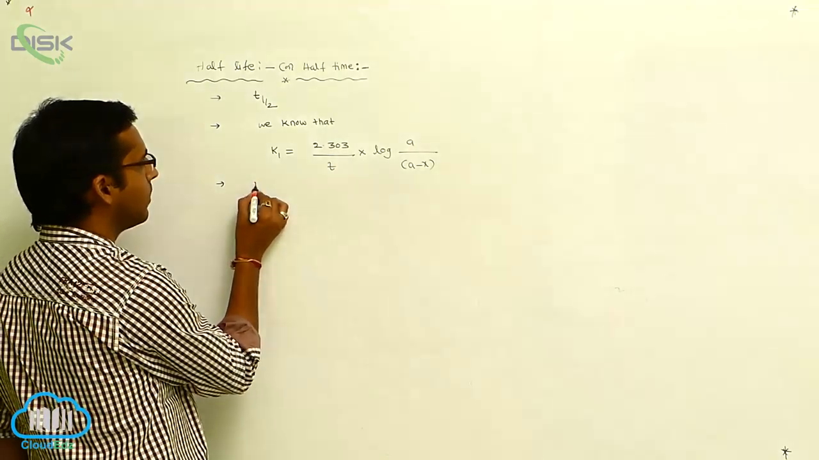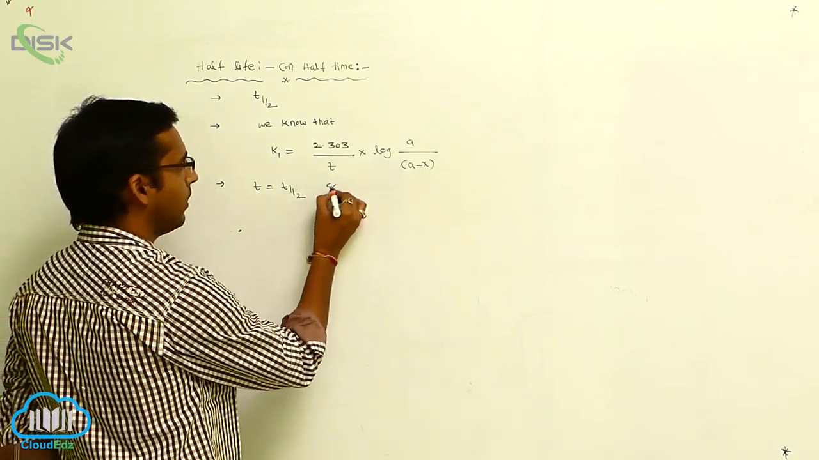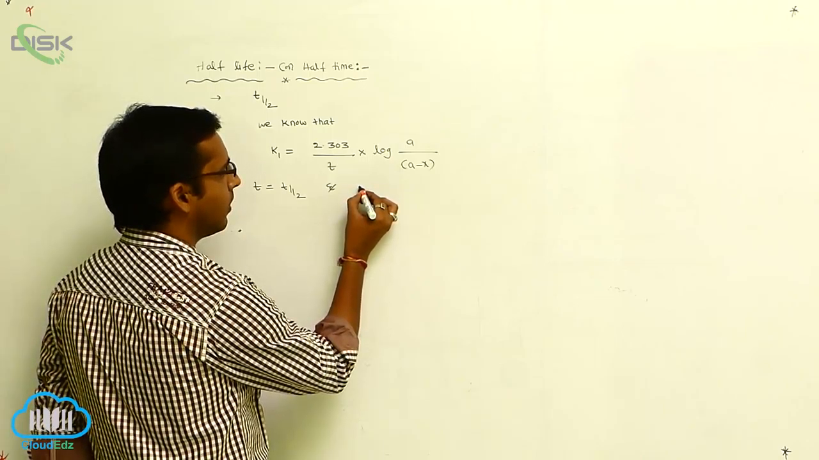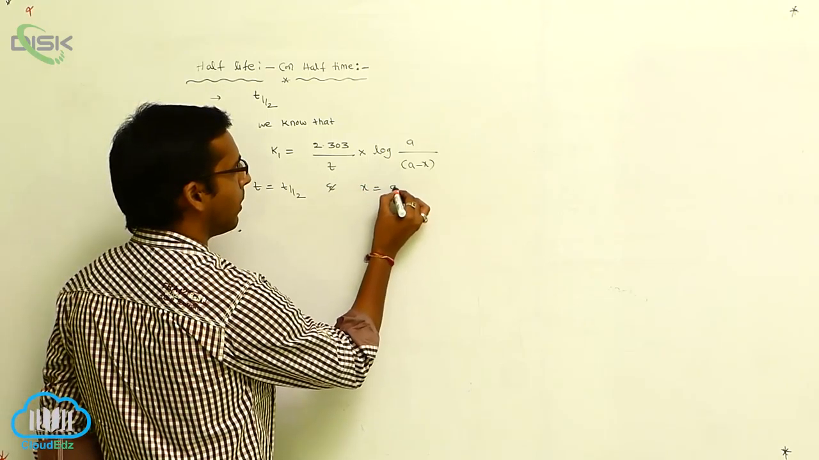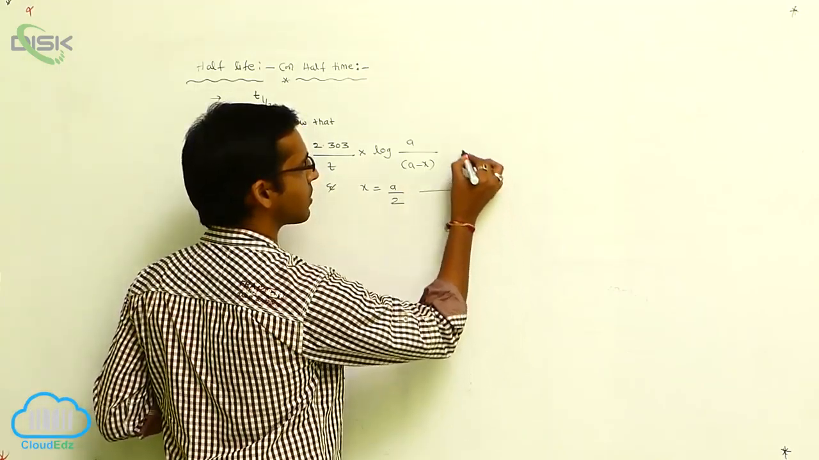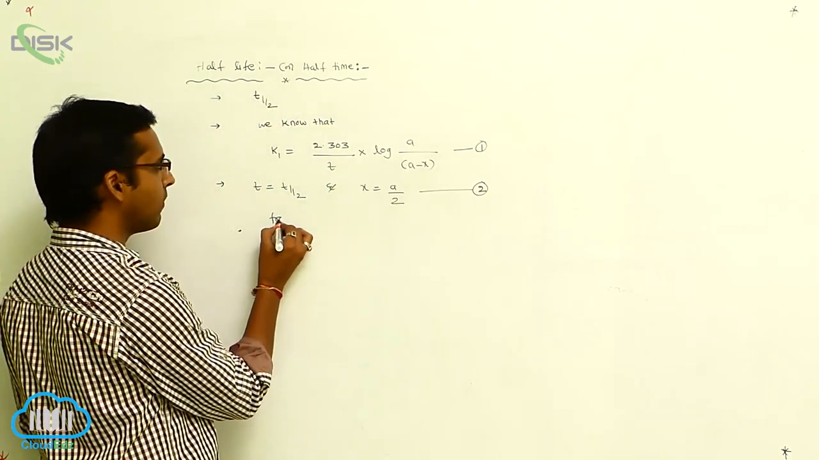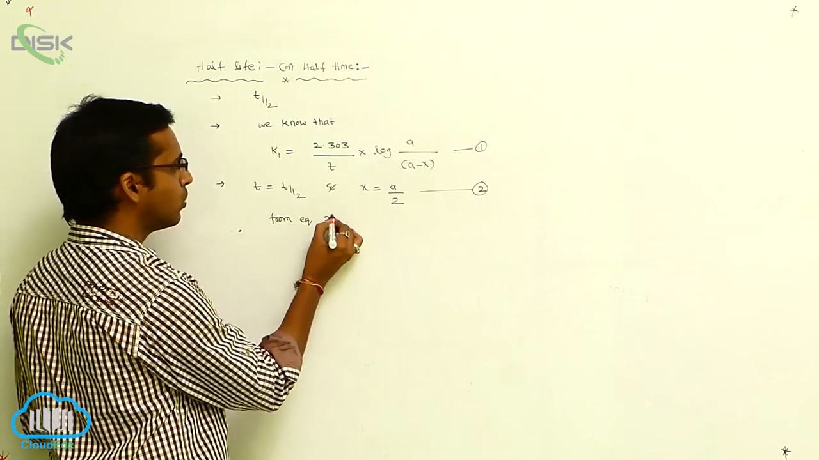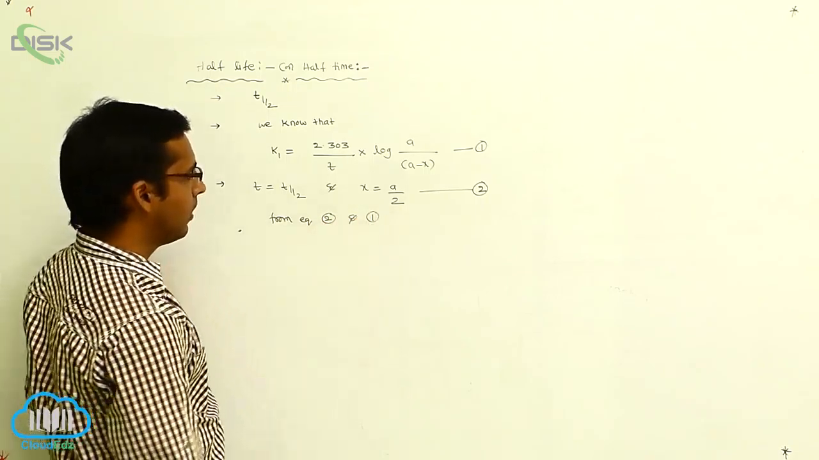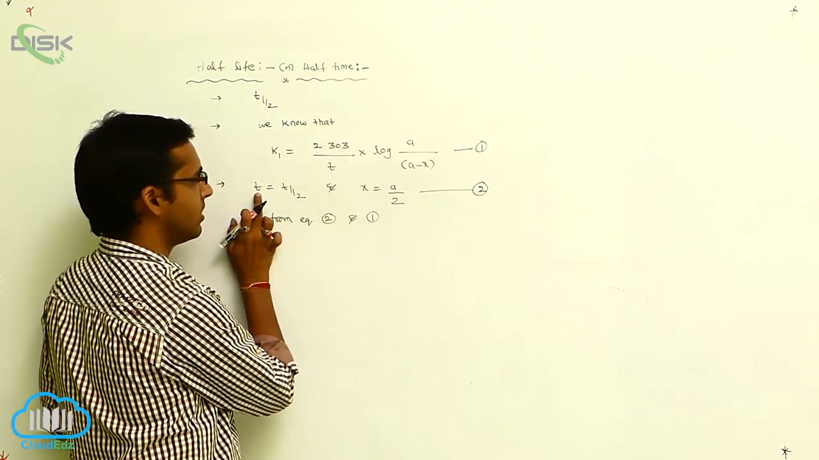At half time, t equal to t half, the product x equal to a by 2, which means half of the reaction is complete. The time required for the completion of half of the reaction is called the half time. So here, at t equal to t half, the concentration produced is a by 2. This condition is your equation 1.